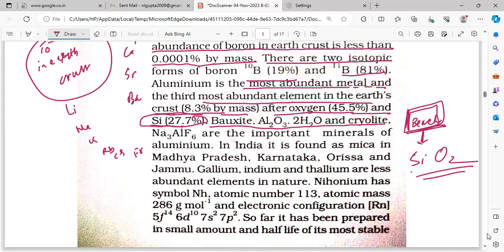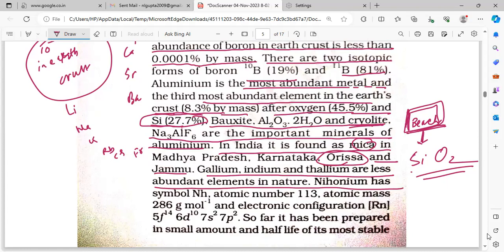Next, Na3AlF6 is an important mineral of aluminium. This came in the last class also. Here in India it is found in mica in Madhya Pradesh, Karnataka, Odisha, and Jammu. Gallium, indium, and thallium are less abundant elements in nature.